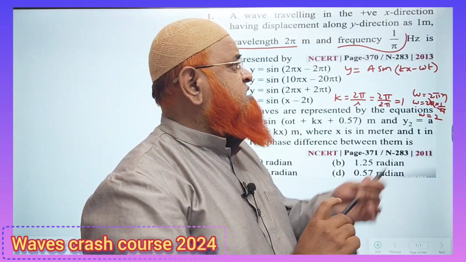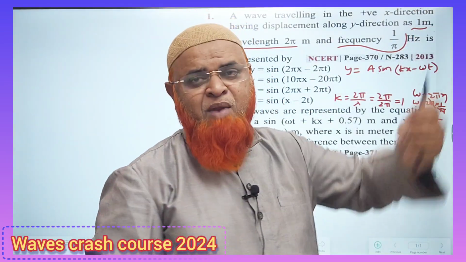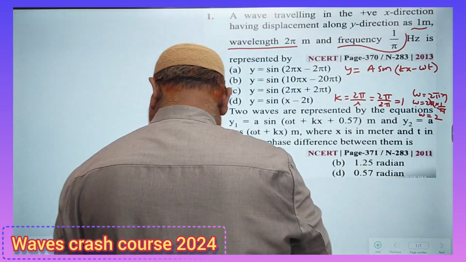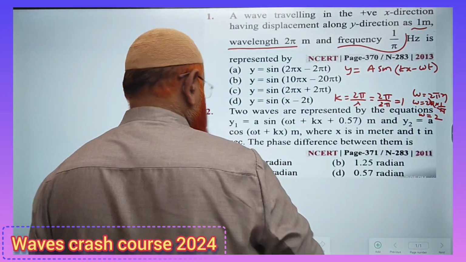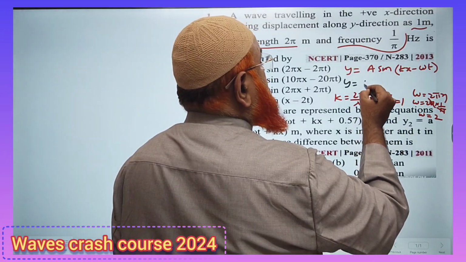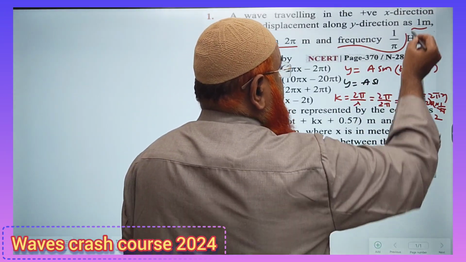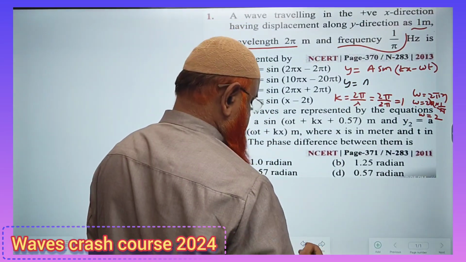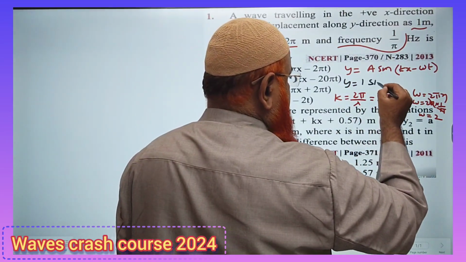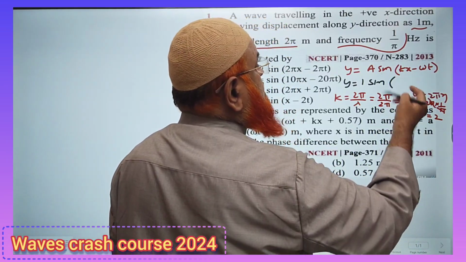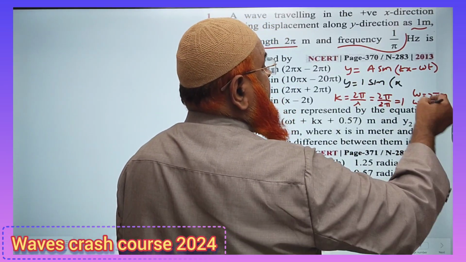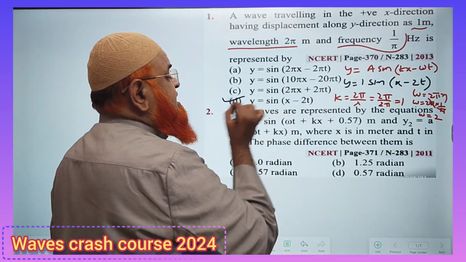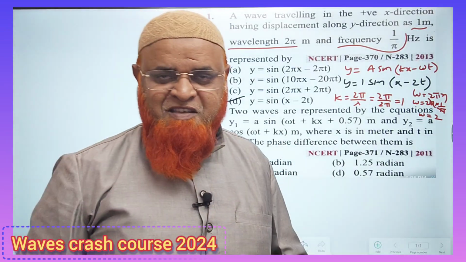But just remember one thing, that he has given the value of amplitude as 1. So right now you can frame an equation. Just see, y is equal to a sine, and instead of a we can write 1 here. This is 1 sine kx. K is 1, so directly you can write x, and omega is 2, so minus 2 into t. Your answer is ready: x minus 2t.